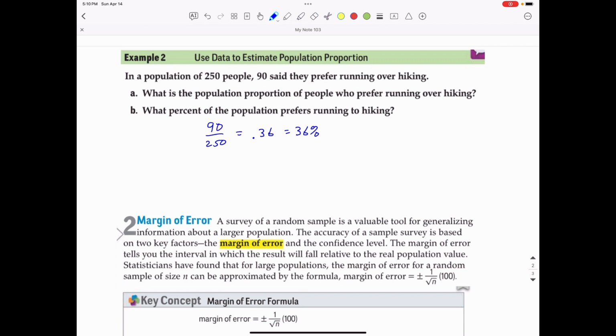What is the percent of the population that prefers running to hiking, which I just did? It is 36%.